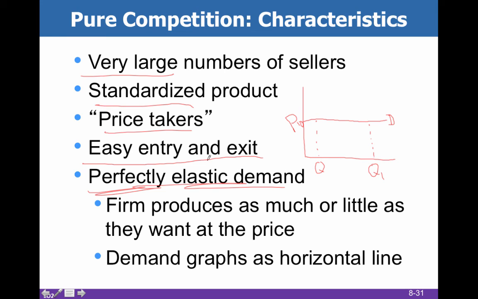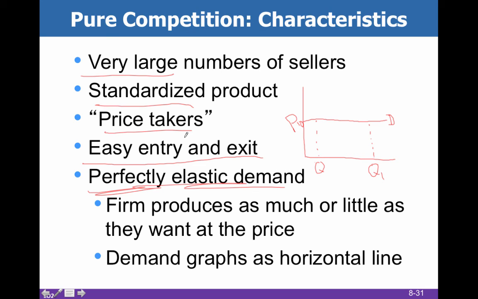Keep in mind this is theoretical, but that's what it is. We're learning this theory because it's the left edge of the continuum. So next, the firm can produce as much or as little as they want at that price. This firm can sell 10, or it can sell 100, or it can sell 1,000,000 because the market is going to absorb all of it.